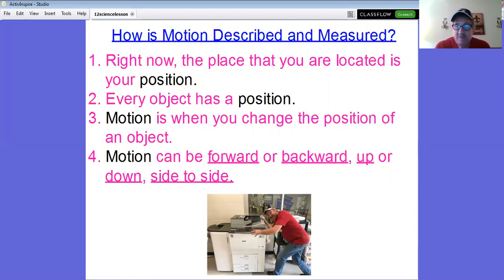I have a picture of me and the copier machine. The copier machine has a position right now on the second floor of Juniata Gap Elementary School. I am attempting to change the position of that copier machine by moving it forward, or I am trying to put that copier machine into motion.